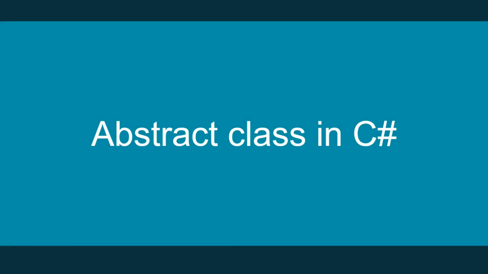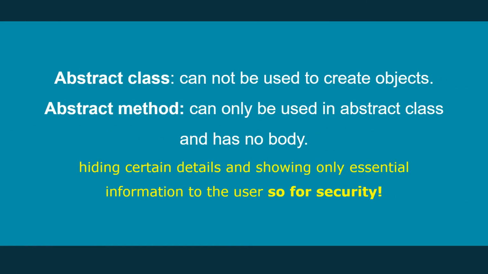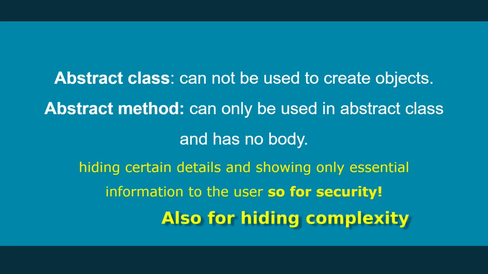Abstract class in C#. What is an abstract class? It is a class that cannot be used to create objects. You can also have abstract methods inside an abstract class. An abstract method can only be used in an abstract class and has no body. Why abstraction? Abstraction is for hiding certain details and showing only essential information to the user. So abstraction is for security.